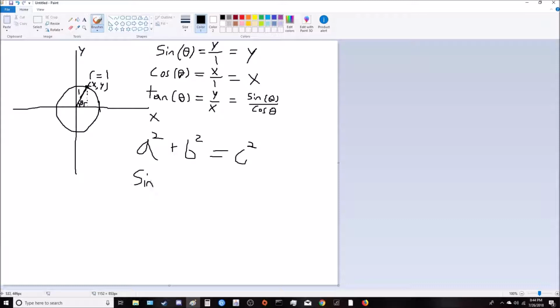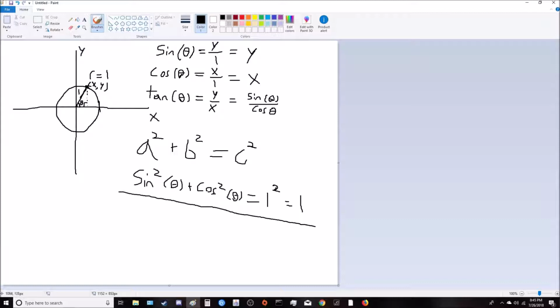So if we plug that in, we get sine squared theta plus cosine squared theta equals, well, c squared, that's going to be the hypotenuse squared. And we know that the hypotenuse is 1, just based on how we defined our circle. So that's going to be 1 squared, or just 1. And this is probably one of the most important identities that you'll ever see in trigonometry. And it's certainly going to come in handy in the upcoming videos on the law of sines and the law of cosines.